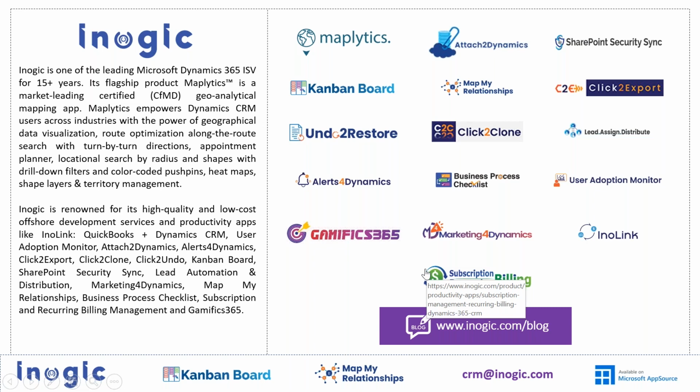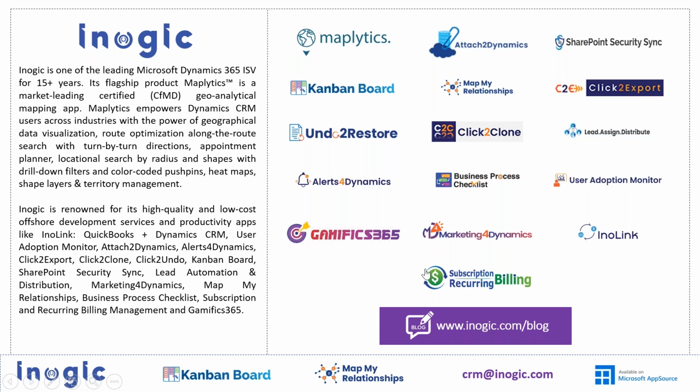Now, let me begin with giving you an overview of our organization. Inogic is one of the leading organizations that builds productive ISV add-ons on the MS Dynamics platform. We are primarily focused on designing and delivering optimum quality products that can best fit and fulfill the requirements of customers running their businesses across various domains in today's competitive market. Inogic is globally recognized for its finest quality and low cost offshore development services as well as productivity apps. As you can see on the right hand side of the screen, Inogic has a portfolio of about 16 products altogether.